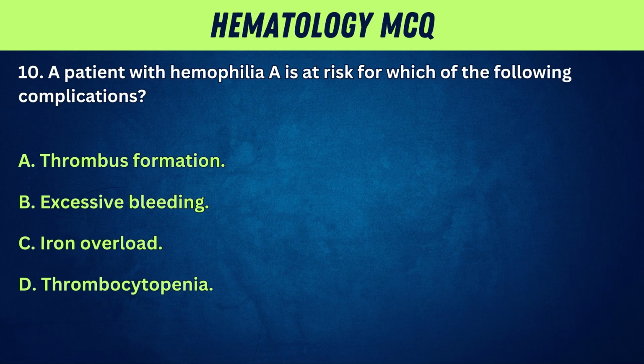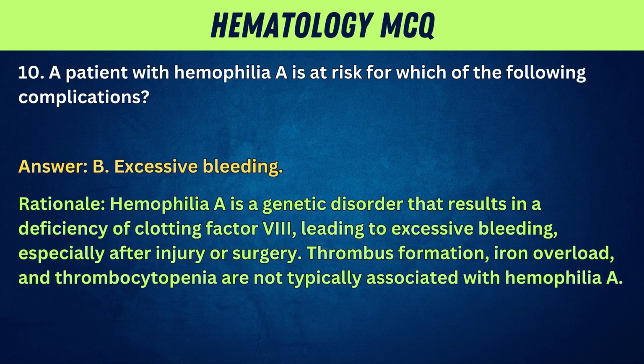A. Thrombus formation. B. Excessive bleeding. C. Iron overload. D. Thrombocytopenia. Answer. B. Excessive bleeding. Rationale.